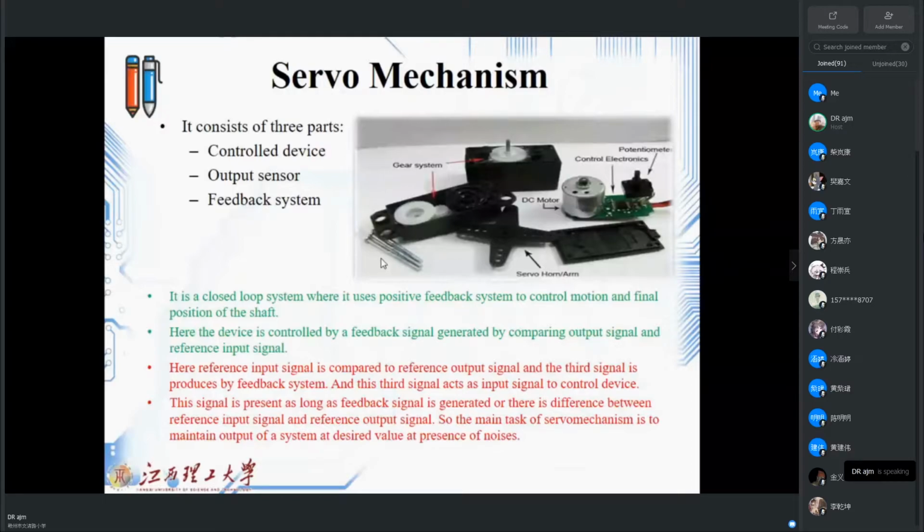Here, the device is controlled by the feedback signal, which is generated by comparing the output signal and a reference input signal. As I said, we compare the signal that we give with what we want it to be. The difference, which people call the error, is used to control the position of this motor.